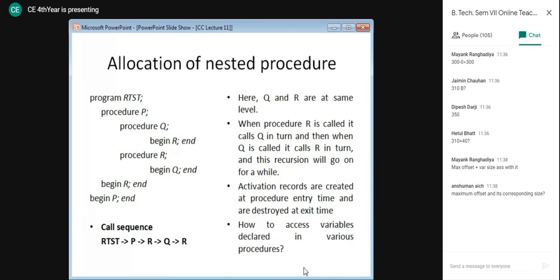If there was no nesting, then it would have been very simple. But we have nesting of procedures, so this becomes very typical. Fine.